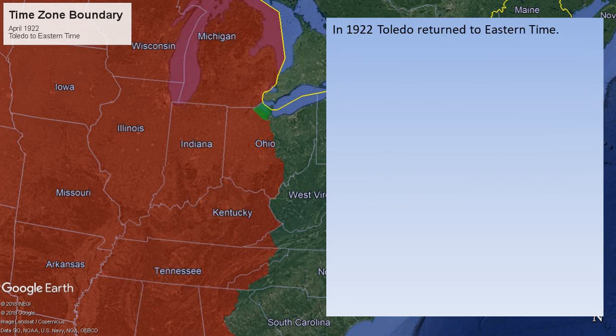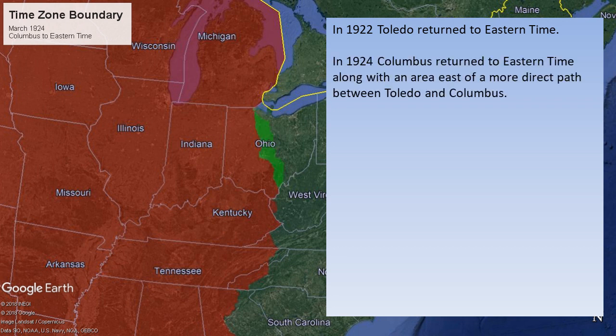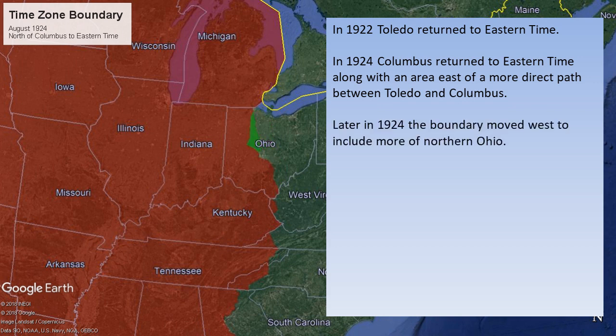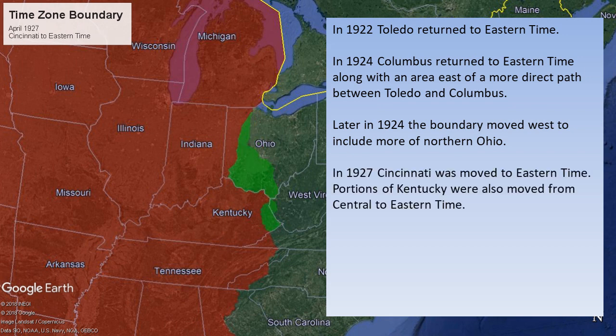In 1922 Toledo returned to Eastern Time. In 1924 Columbus returned to Eastern Time along with an area east of a more direct path between Toledo and Columbus. Later in 1924 the boundary moved west to include more of northern Ohio. In 1927 Cincinnati was moved to Eastern Time. Portions of Kentucky were also moved from Central to Eastern Time.